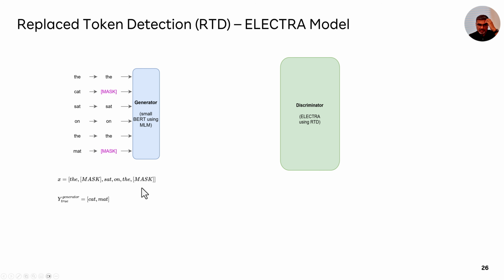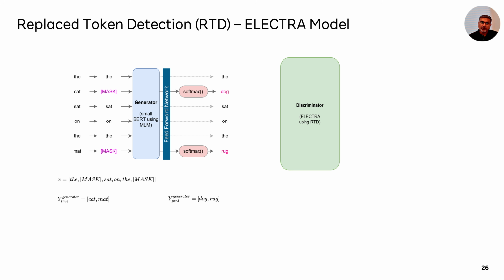Now, this is using MLM. So I'm going to use a feed-forward neural network and use softmax, and then I would predict that the first masked word is going to be, let's say, dog, and the second masked word is going to be rug. I know it is incorrect. It's a wrong prediction, but that's fine because you're going to train it to fix it over time. So the generator's Y pred is dog and rug, whereas it actually should have been cat and mat. There's no difference between what you have seen in the past and this.